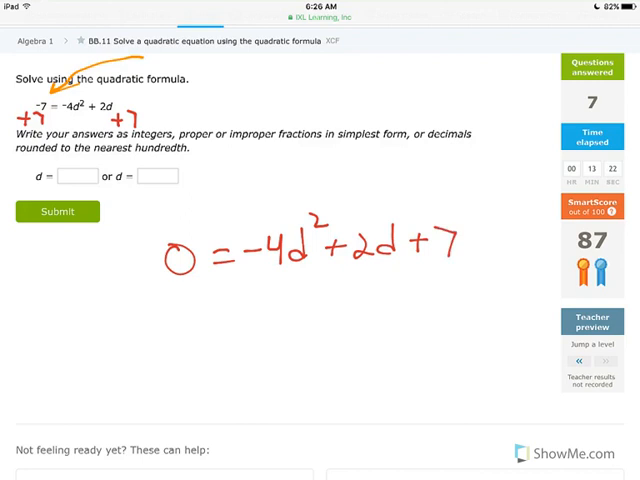And once you're here, now you have your A, B, and C values. So your A is going to be negative 4. Your B is going to be the 2. And your C is going to be positive 7. And then you would put those into the formula.